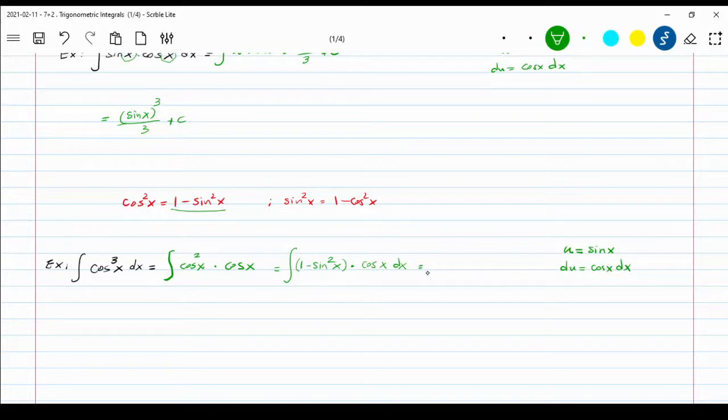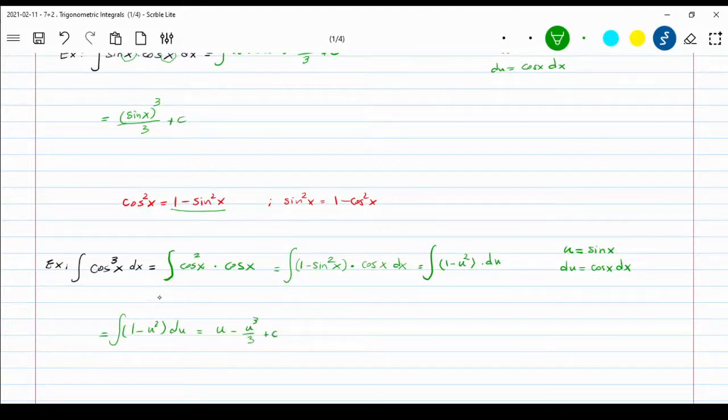And I can write this equality as the integral of 1 minus sine squared becomes 1 minus u squared, and instead of cosine x dx, that is simply du. So the integral we have is the integral of 1 minus u squared du, which becomes a simple integration. What is the integral of 1? It is u. What is the integral of u squared? It would be u cubed over 3, so we have u minus u cubed over 3, plus some constant.